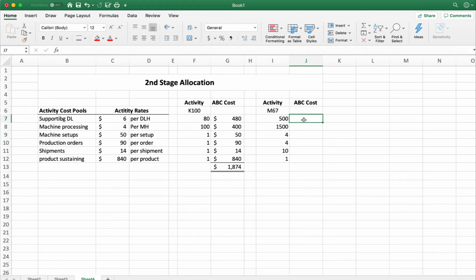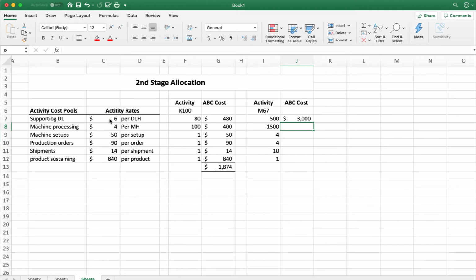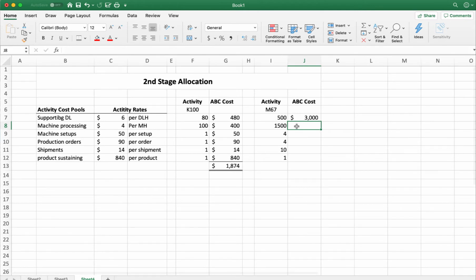M67 incurs some supporting direct labor. This activity of supporting direct labor consumes overhead costs at a rate of $6 per direct labor hour. To make M67, we use 500 direct labor hours. So I'm going to multiply my 500 direct labor hours times $6 per direct labor hour. I get $3,000. I'm going to do the same thing for machine processing.